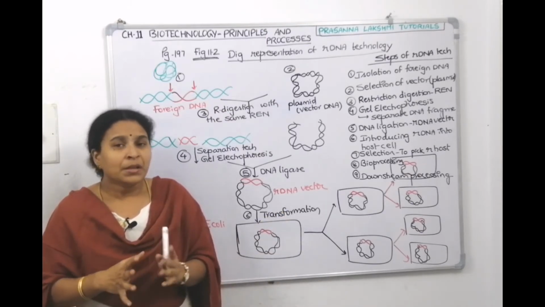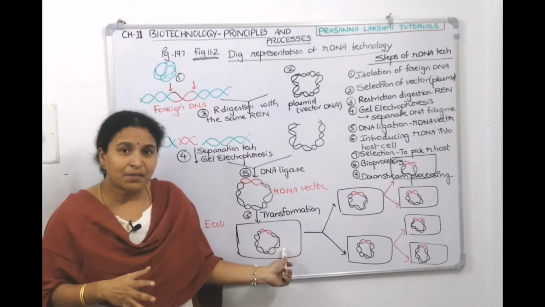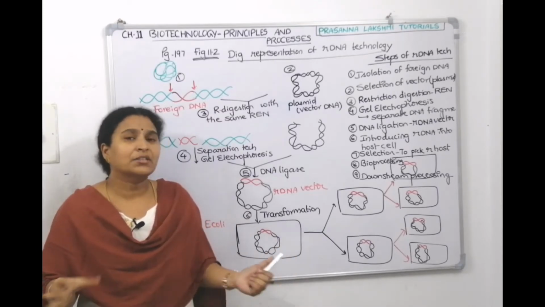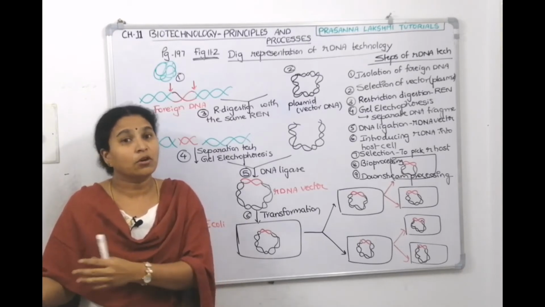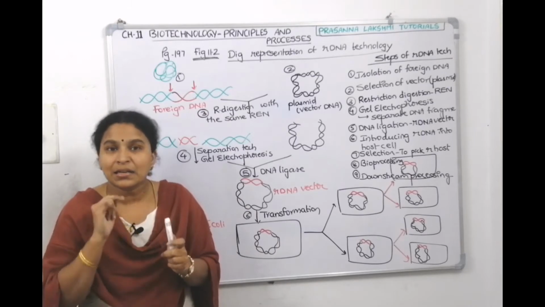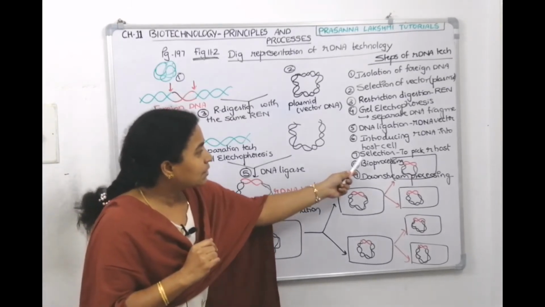Whereas some bacteria will not participate in transformation and will not take the recombinant DNA. So which one do you want? You want the bacteria having the recombinant DNA vector, not the one which did not take the vector. We want only these bacteria, right? So then you have to do selection or screening. That is the next step. So here I wrote, the seventh step is selection.